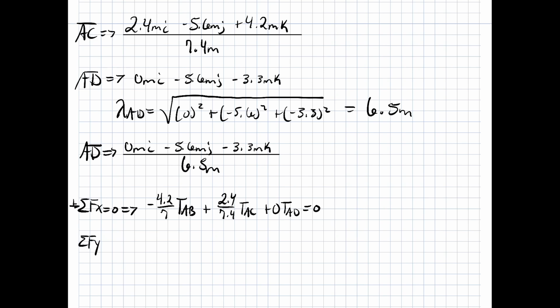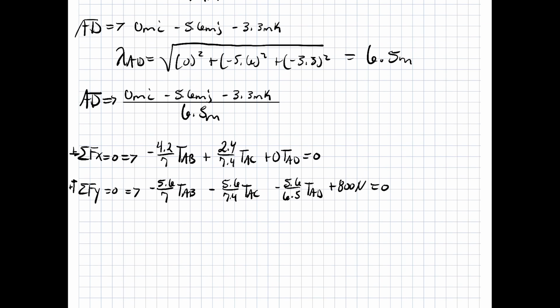We're going to do sum of forces in the y equal to 0. I'm going to go positive up. We have a negative 5.6 over 7 tension AB, minus 5.6 over 7.4 tension AC, minus 5.6 over 6.5 tension AD. Now we also have the 800 newtons at the top of the air balloon going up, all equal to 0.